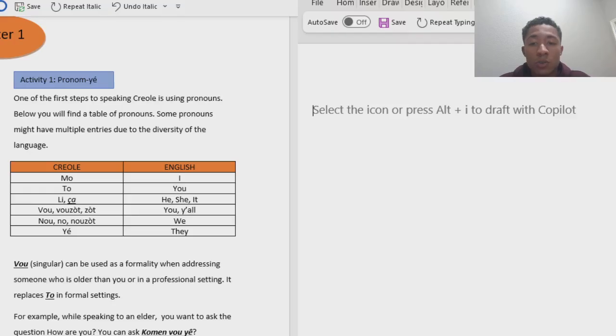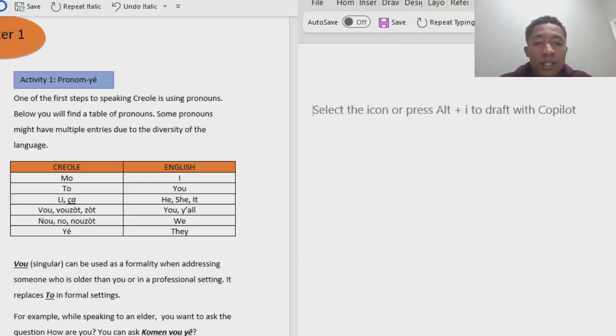Now for nous, no, nous autres, that is we. And a lot of times you might also hear zot, but that is not as common as you would say for the zot for the you and y'all. And then you have ye.